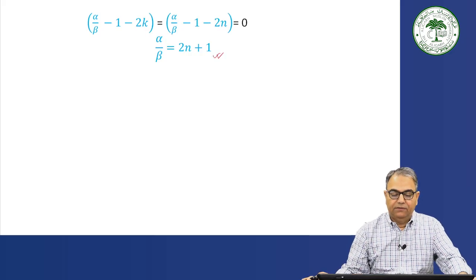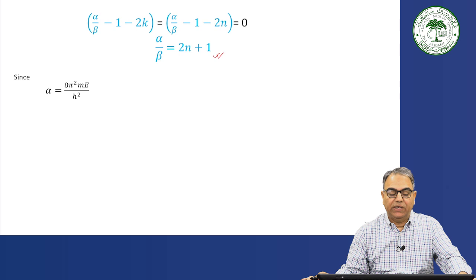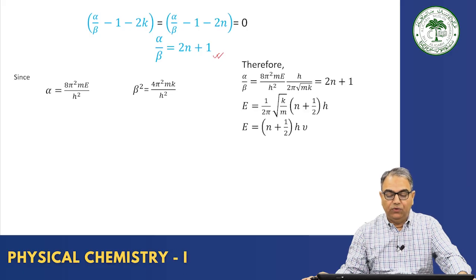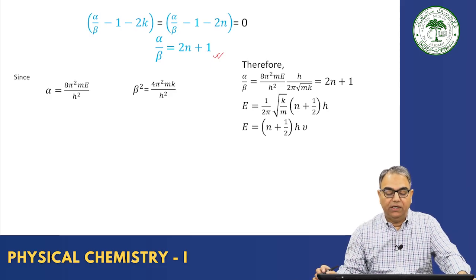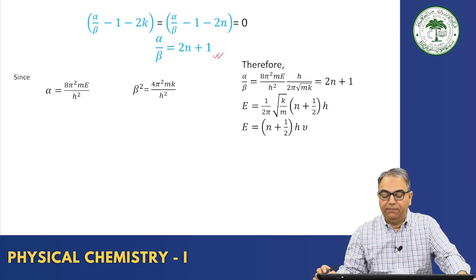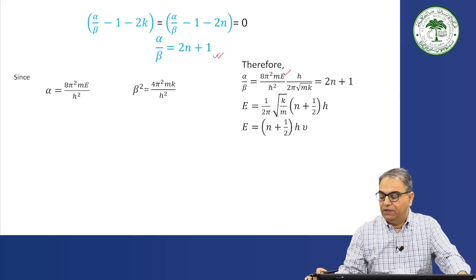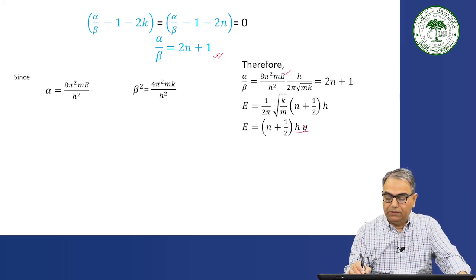Okay. And remember, the alpha and beta are constants which I started in the very beginning. Alpha was 8 pi square me divided by h square, and beta square was 4 pi square mk divided by h square. Okay. If you use these values, alpha divided by beta, you put this value here, 8 pi square me by h square and h divided by 2 pi root under mk, what do you get? You get energy is equal to n plus half h nu. Okay.